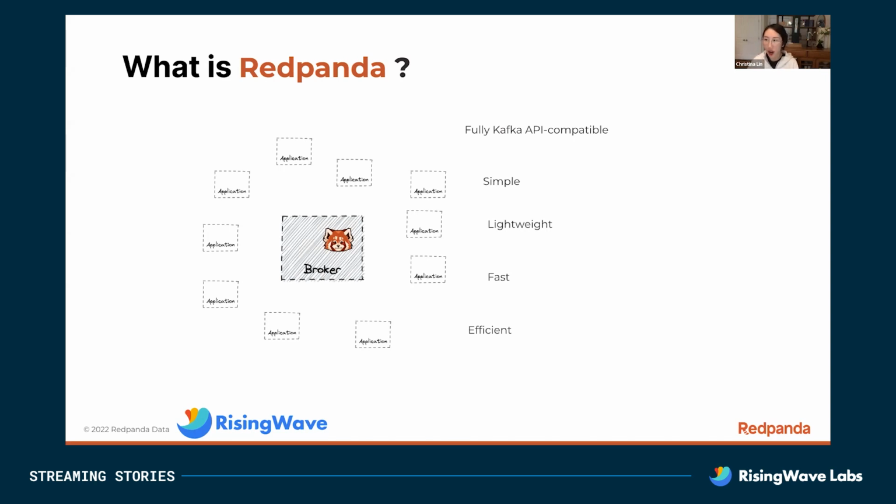So if you are a Kafka user, right? If you're connecting currently to Kafka, you can easily replace the platform underneath with Redpanda, because we're fully Kafka API compatible. So basically, whatever library you're using with Kafka, you don't have to change anything. All you need to do is just switch out the underlying platform, and it should just work.